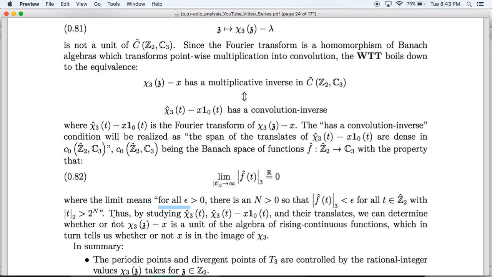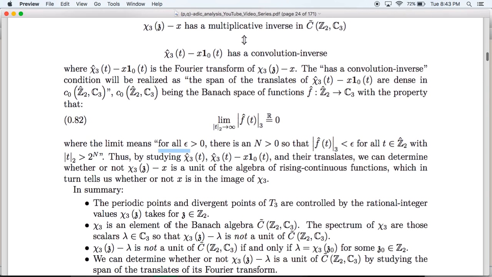So by studying chi3 of t, chi3 hat of t, chi3 hat of t minus x, 1, 0 of t, and their translates, we can then determine whether or not chi3 of z minus x is a unit in the algebra of rising continuous functions, which then tells us whether or not x is in the image of chi3. We can actually then take things further, because when you unpackage this question, it takes you to a study of... I'll save it for later. Let it be a surprise.